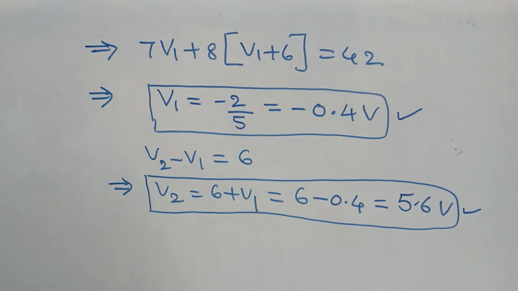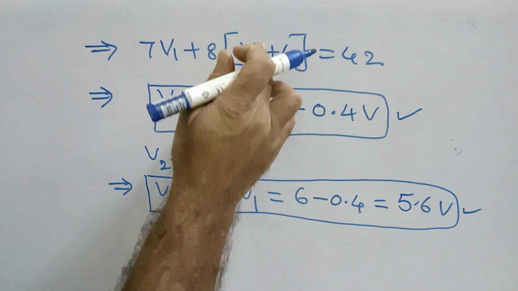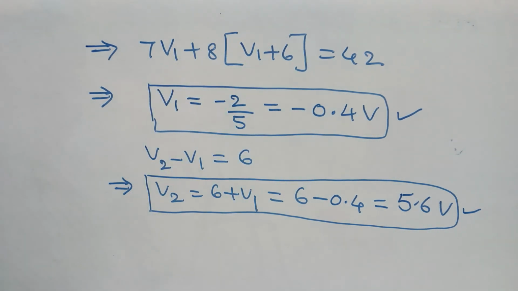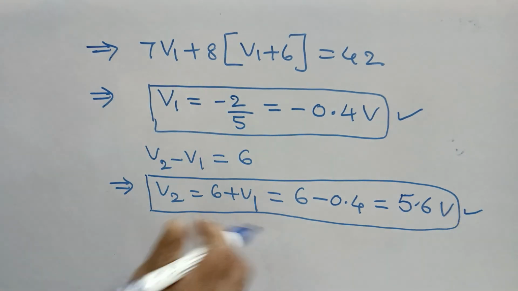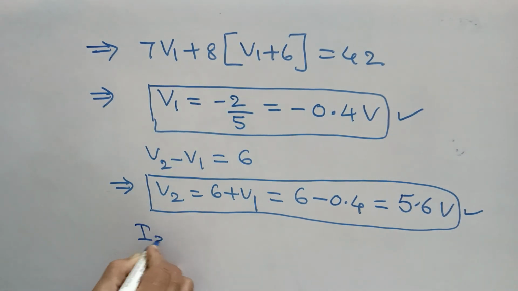Now what is the current? Current where you are asking? Current I flowing through that 2 ohm resistor. Is it not? Current flowing through the 2 ohm resistor. So what is the current actually? It is normally I3. So whatever the current I is flowing through the circuit is nothing but our I3. Is it not? That is I3.